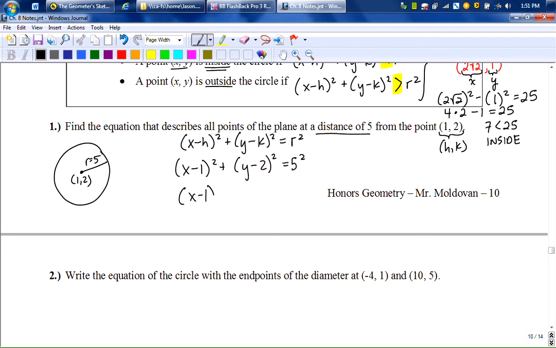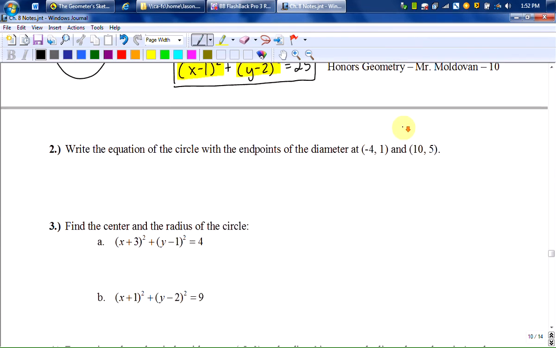And the only other thing I need to do is number crunch that in my head. I don't want to expand this out. I do not want to expand that out. I want to leave it just as it is. So that is standard form for the equation of this circle, which is all of the points that are 5 units away from the point 1, 2. Let's go to the next one.